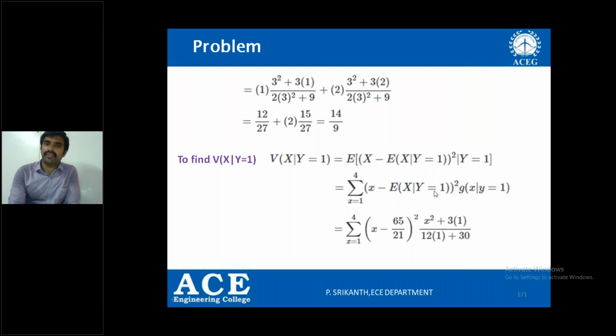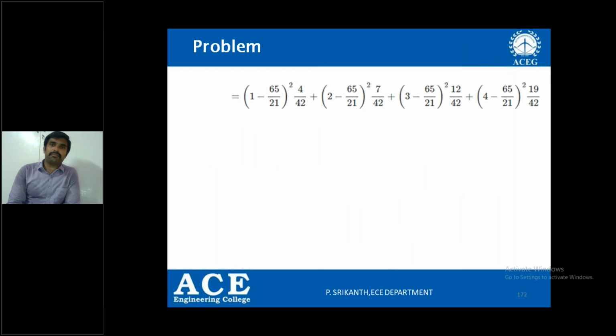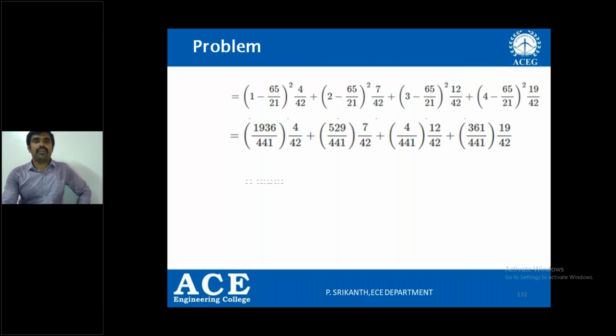Just now we have derived it in the previous one. In the first problem, 65 by 21, we got the answer, right? I'm substituting the direct value here. X minus 65 by 21 whole square into g of x given y equal to 1. Now, by simplifying this, by substituting the values and by expanding the summation, I'm going to get the answer equal to 0.9909, almost 1.